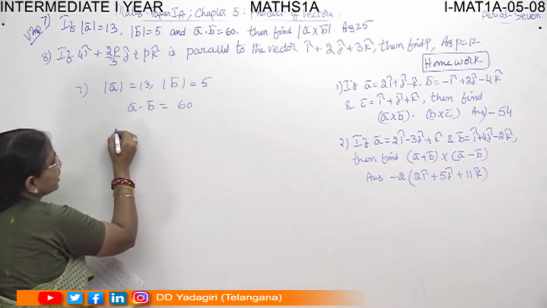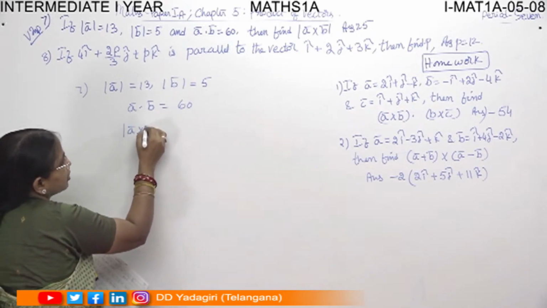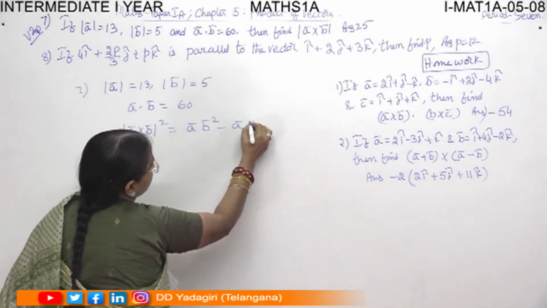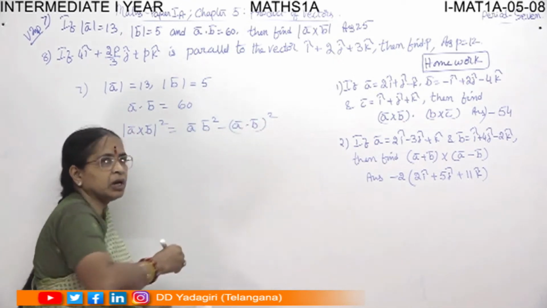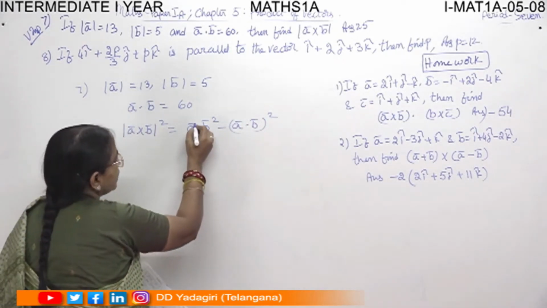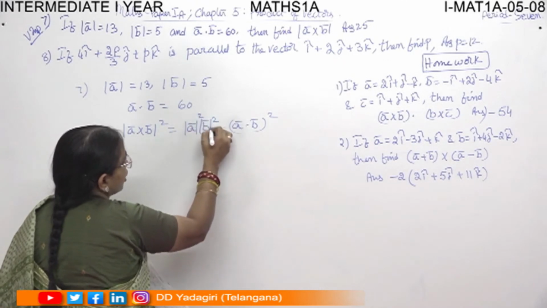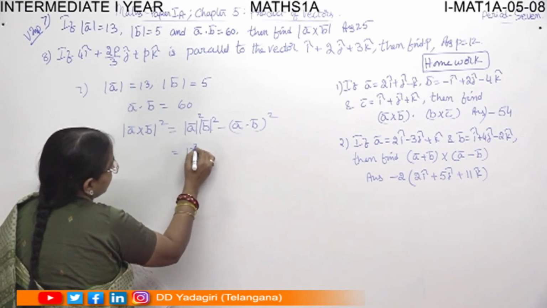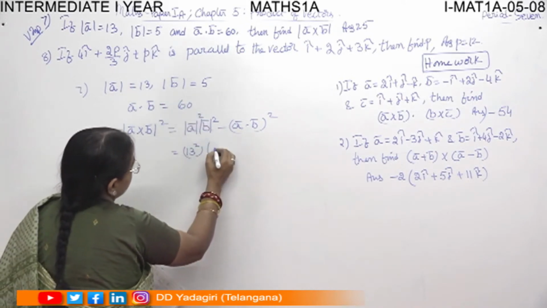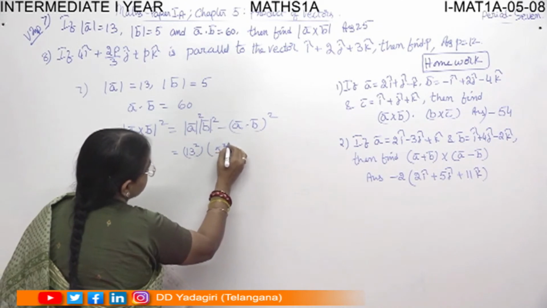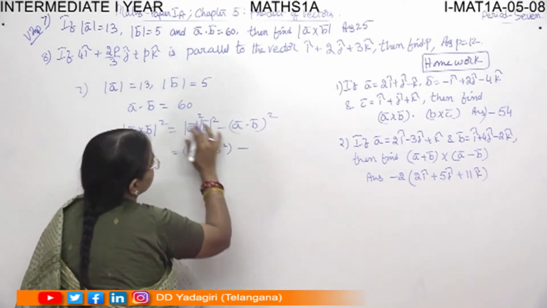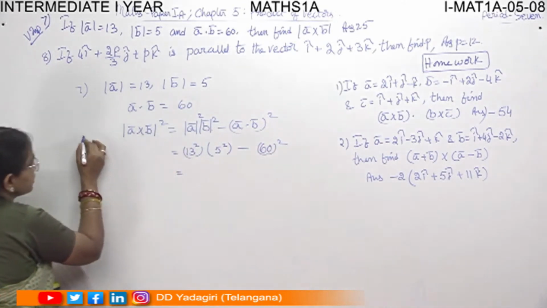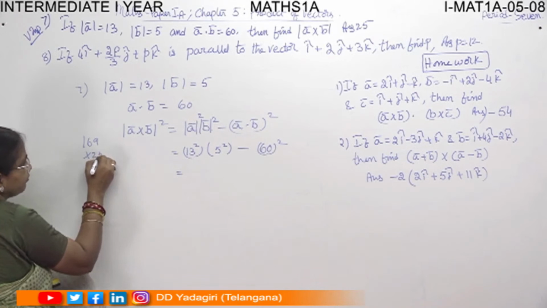So first method is, we have the formula mod A cross B whole square is equal to A square B square minus A dot B whole square. Suppose you are using this formula, if you could remember the formula, then it is very easy. Mod A square into mod B square. This is the formula. So what is mod A square? 13 square into mod B square is 5 square, minus A dot B whole square means 60 square. 60 into 60. So 13 into 13 is 169 into 25.